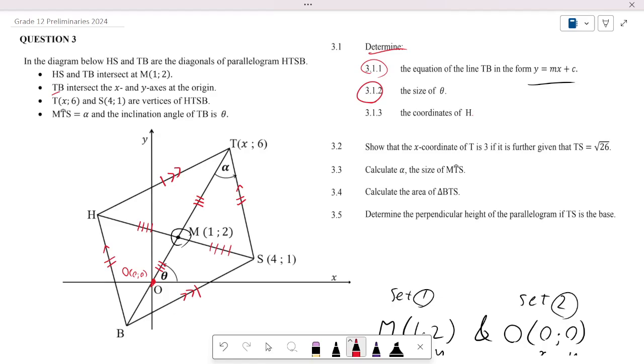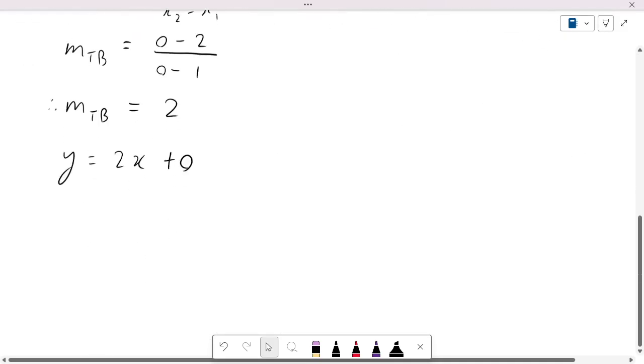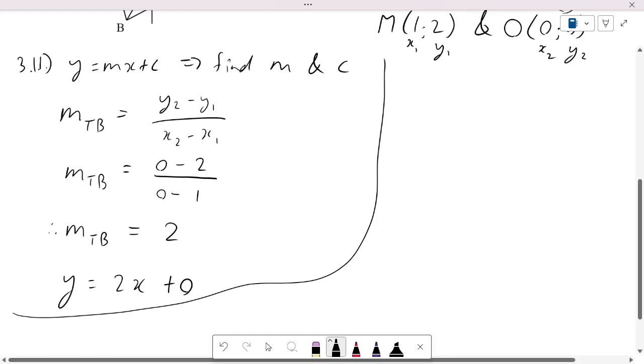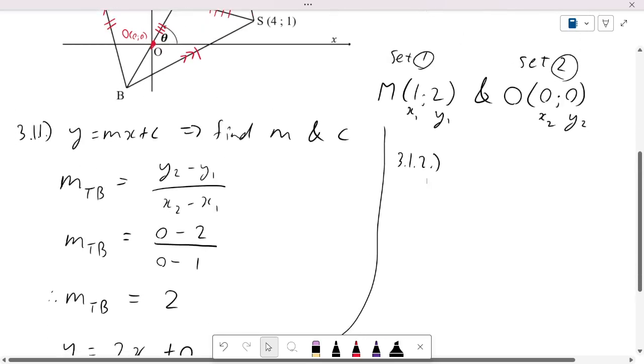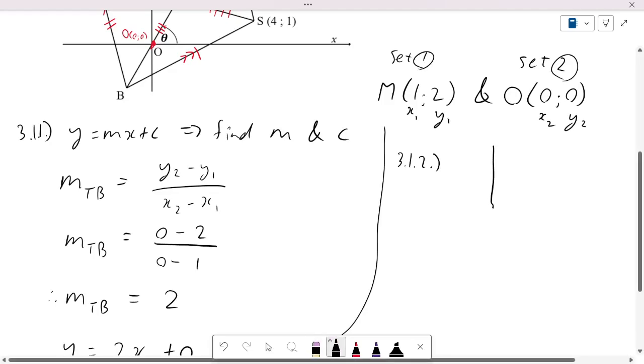So size of theta, we need to determine what this is. Okay, what is the size of theta? Now, first of all, what we have over here, I'm just going to draw it like this, right? So we have 3.1.2, which is going to be the following. We have the size of theta, which is just going to be equal to the following angle over here. Or let me just do it like this. We have our Cartesian plane, and we have the angle theta here.